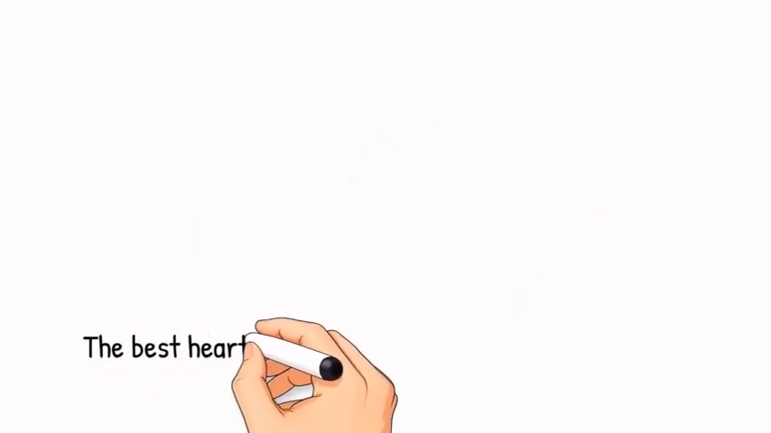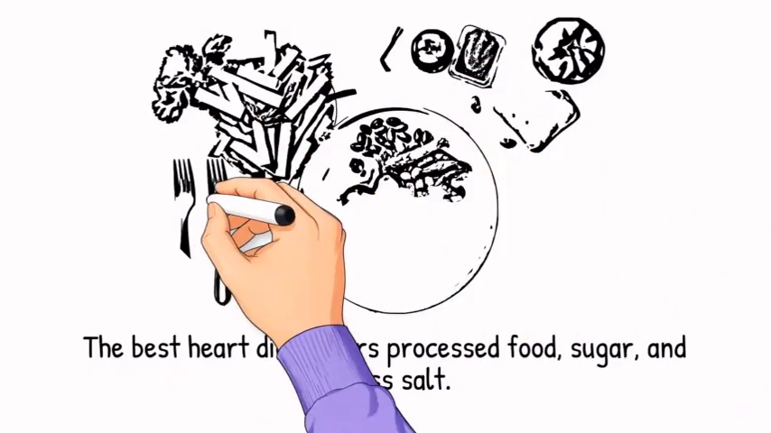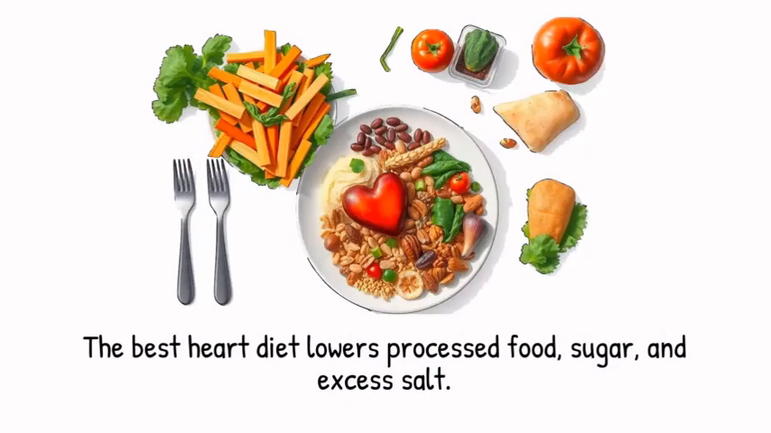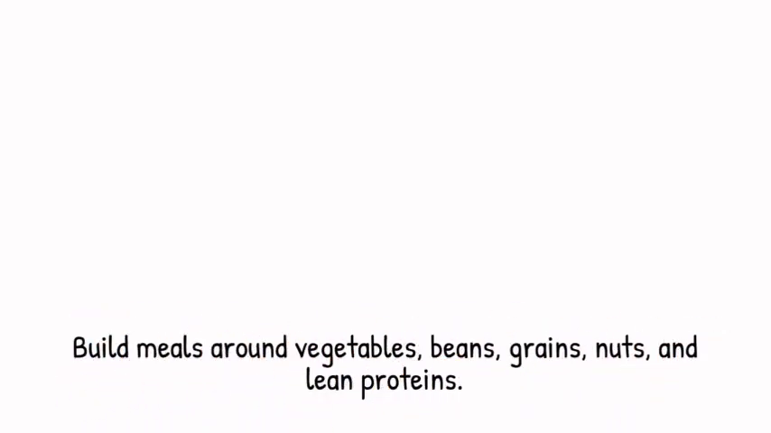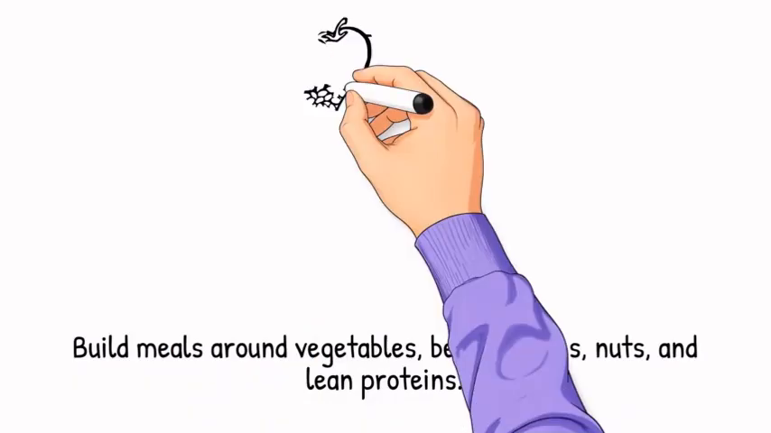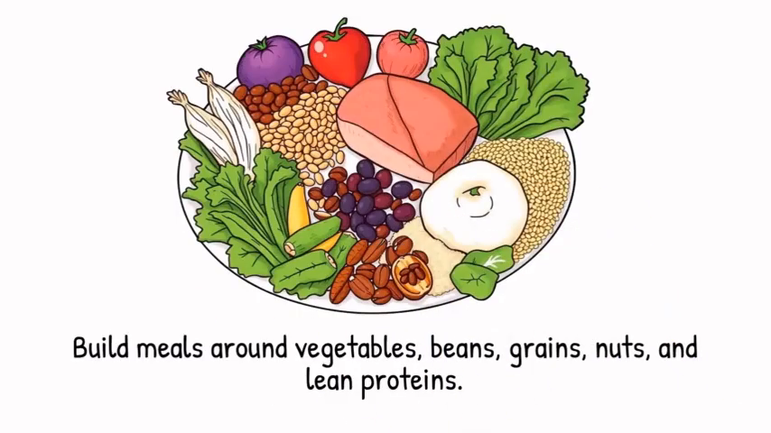The best heart diet is the one that lowers processed food, added sugar, and excess salt while raising fiber, healthy fats, and nutrient-rich meals. If you build your plate around vegetables, beans, whole grains, nuts, and lean proteins, your heart gets stronger support one meal at a time.